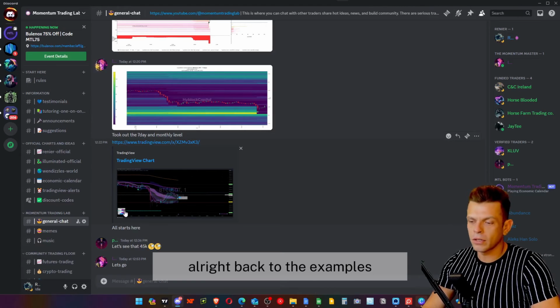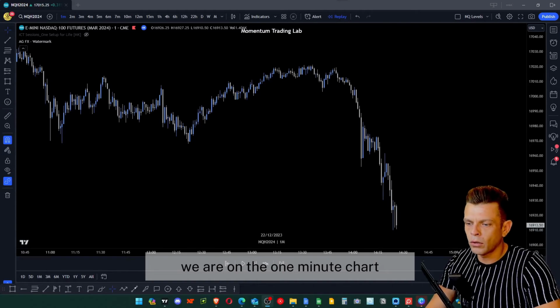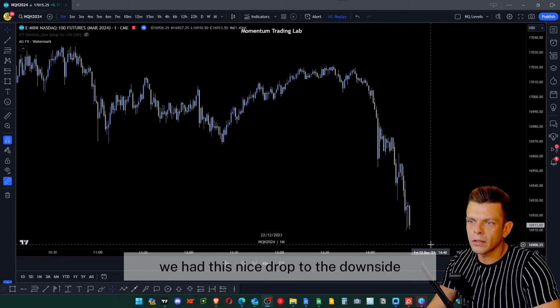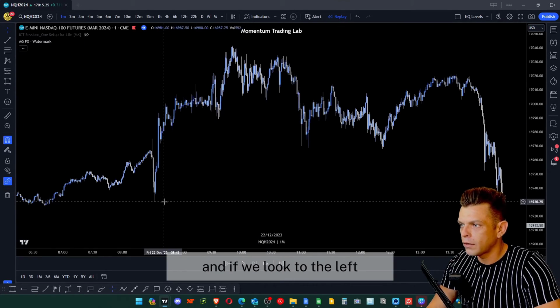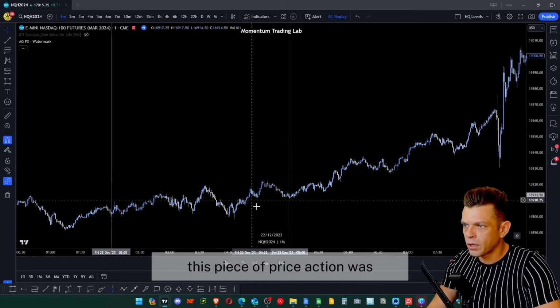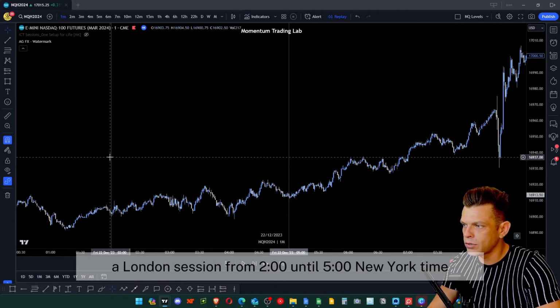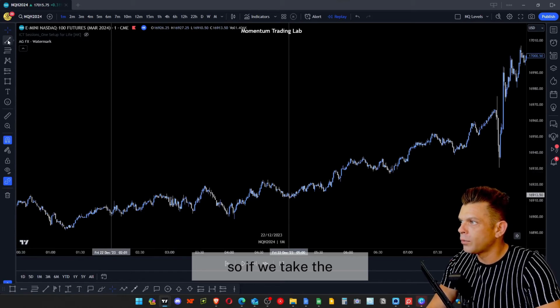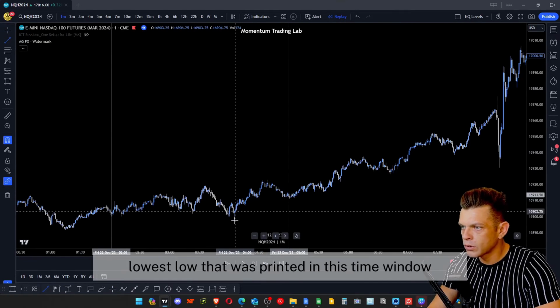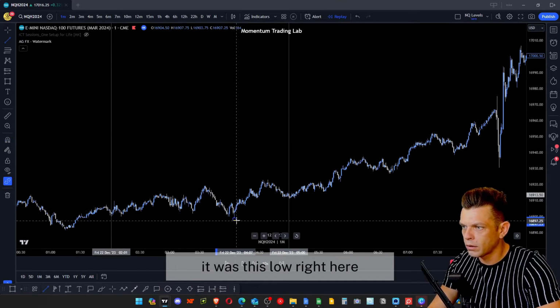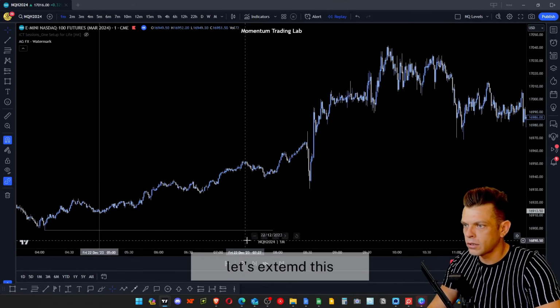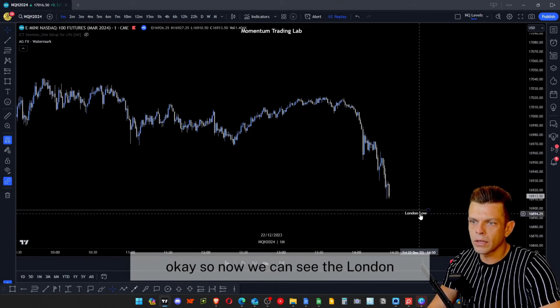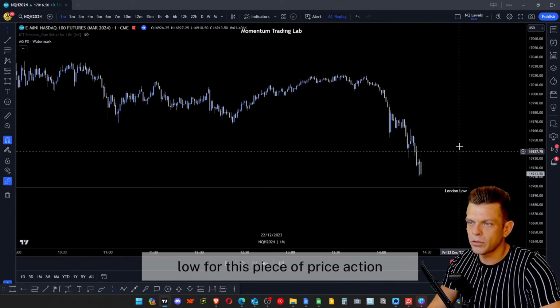All right, back to the example. Okay, in this example, we are on the 1-minute chart. We had this nice drop to the downside. And if we look to the left, this piece of price action was a London session from 2 o'clock until 5 o'clock New York time. So if we take the lowest low that was printed in this time window, it was this low right here. So let's extend this. Okay, so now we can see the London low for this piece of price action.